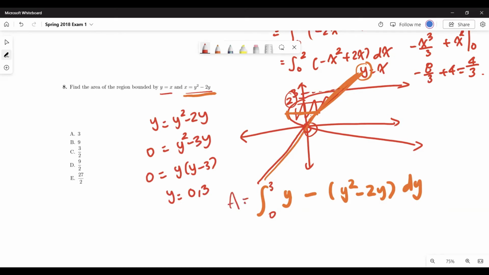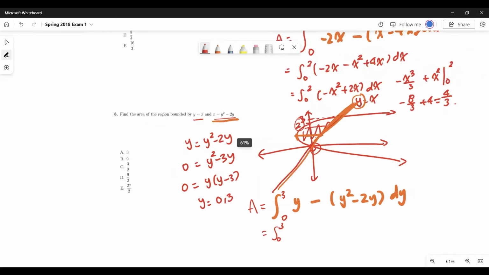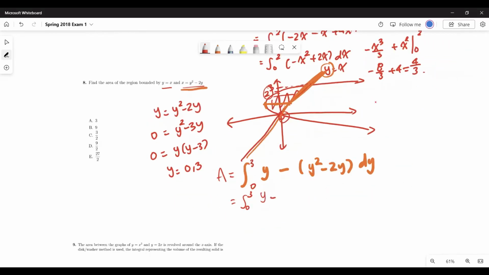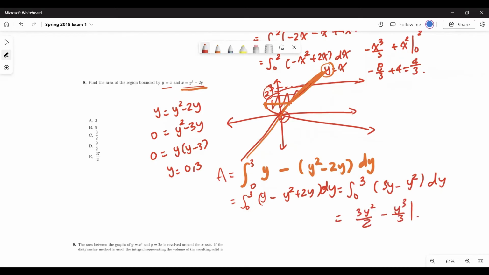So area is from 0 to 3, y minus y squared minus 2y dy. If you rewrite this equation, it's from 0 to 3, y minus y squared plus 2y dy, and it's from 0 to 3, 3y minus y squared dy. This becomes 3y squared over 2 minus y cubed over 3, integrating from 0 to 3. And this just becomes 27 over 2 minus 9, right? And this just becomes 9 over 2. So the answer for this question is D.